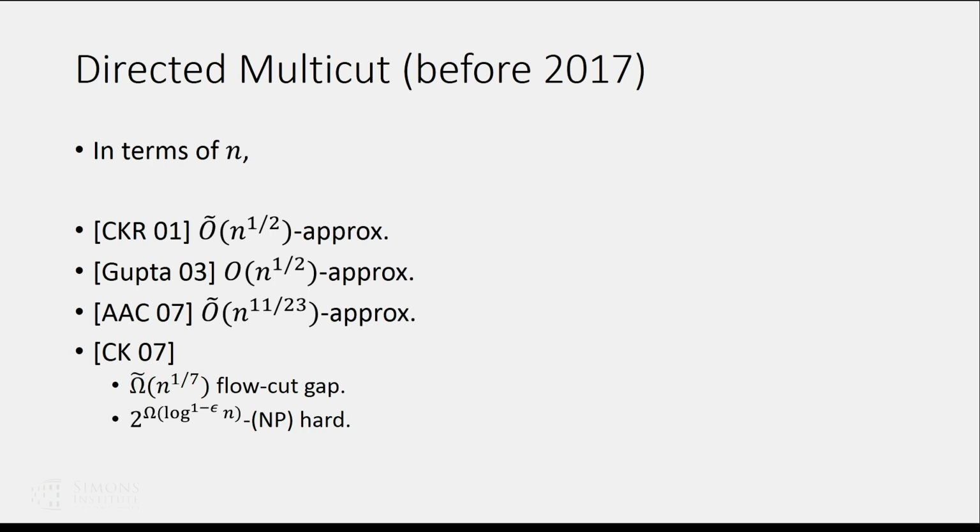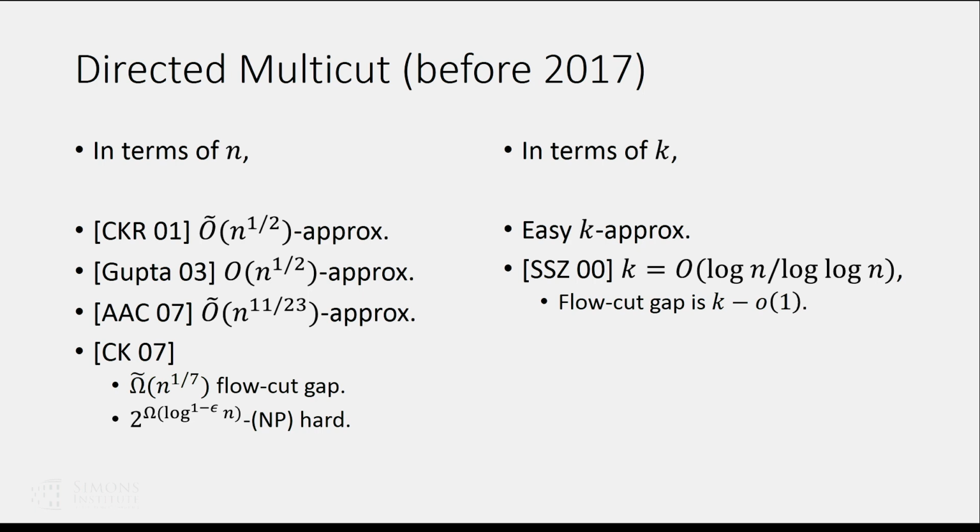If you want to express the approximation ratio in terms of k, and suppose that k is some constant, then we know there's a very easy k-approximation algorithm: just compute the minimum si-ti cut for each pair and take the union. But we can't improve upon this easy k-approximation algorithm using just the standard flow-cut LP. When k is less than log n, the flow-cut gap is close to k, so we can't improve the k-approximation algorithm.